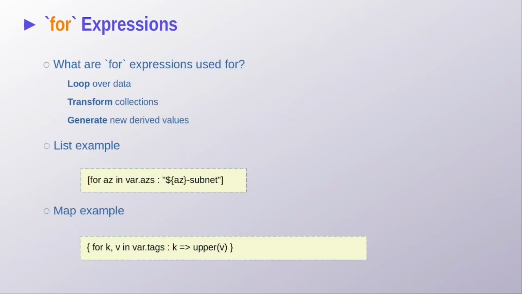For expression. What is a for expression? They allow Terraform to loop over data, transform collections, create a new value. Common use cases: subnets, security group rules, IAM permissions, naming convention. Terraform transforms data, then uses the result to create infrastructure.